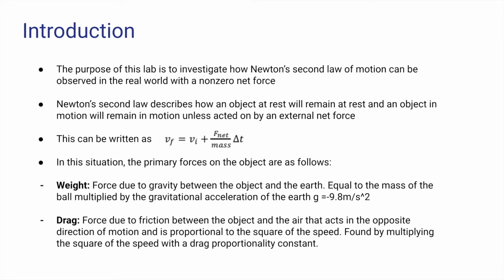Newton's second law describes how an object at rest will remain at rest and an object in motion will remain in motion unless acted on by an external net force. So this can also be rewritten as the velocity update formula. So in this situation, the primary forces are as follows. There's the weight of the basketball, which is the force due to gravity, and there's the drag force on the ball.